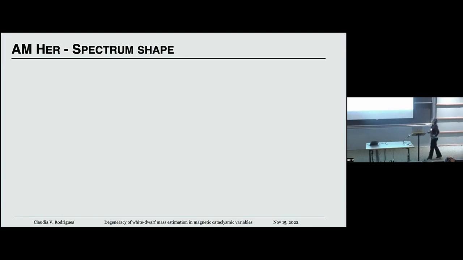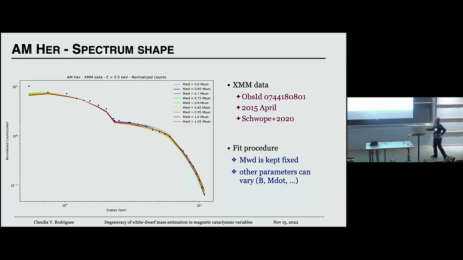using real data. So let's go to AM Hercules, the prototype of polar objects. This is a data set from XMM. It was already published by Schwope 2 years ago. And here is the spectrum, the points, and here you see a lot of fittings. Choose one, choose which you like.